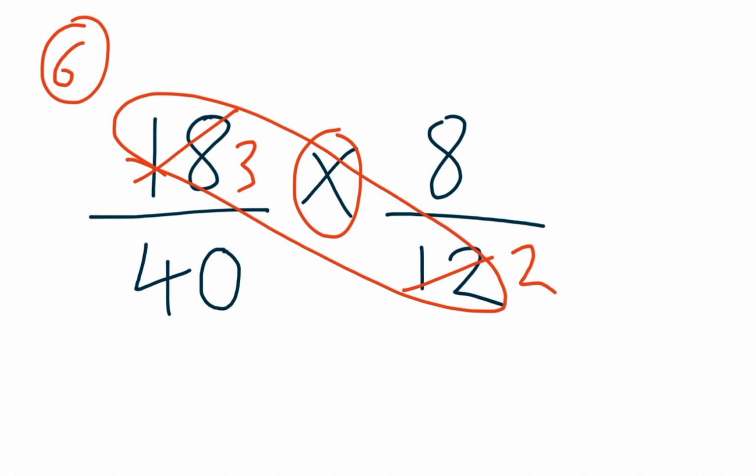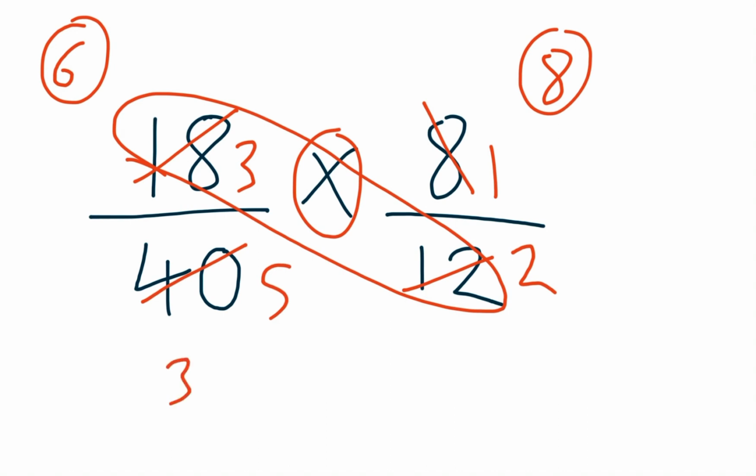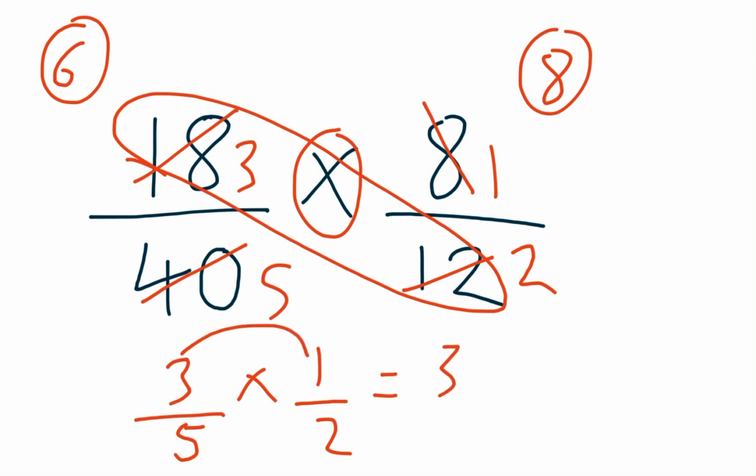In this case, I've got an 8 and a 40. Straight away in people's heads, 2 comes again. Sometimes 4 comes again. In this case, we can put 8. 8 into 8 is 1, and 8 into 40 is 5. So look at the numbers I've now got left over: 3 over 5 multiplied by 1 over 2. Again, using the rainbow method, 3 times 1 is equal to 3, and 5 times 2 is equal to 10. So the answer is 3/10.